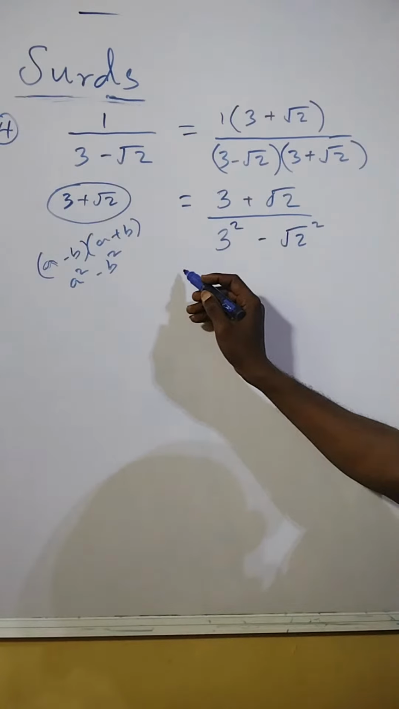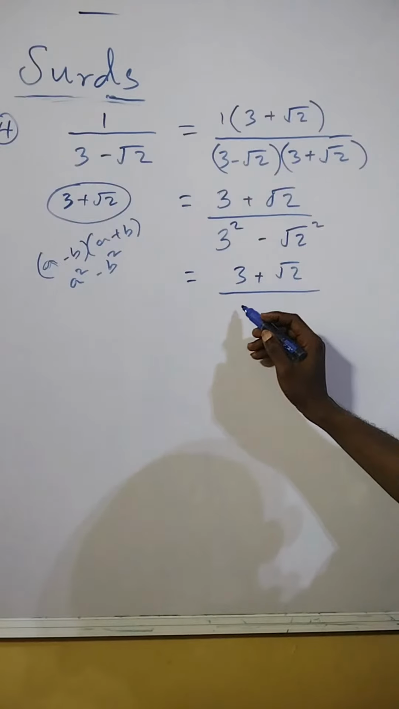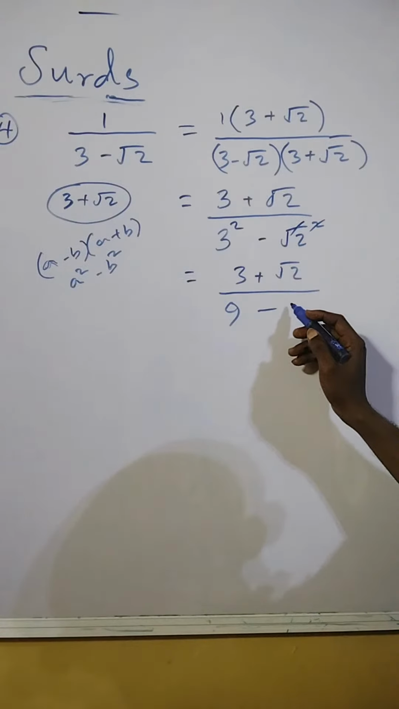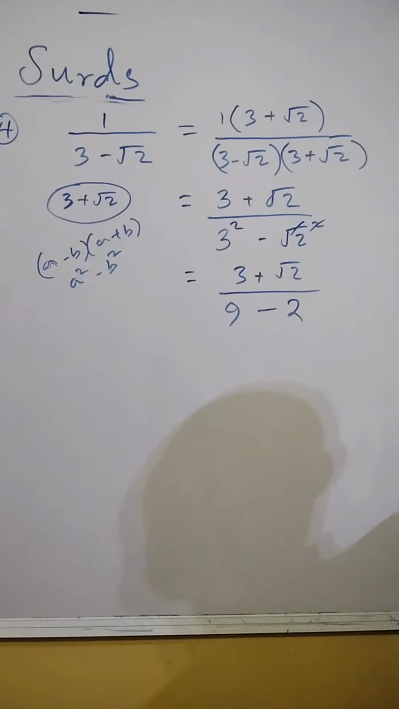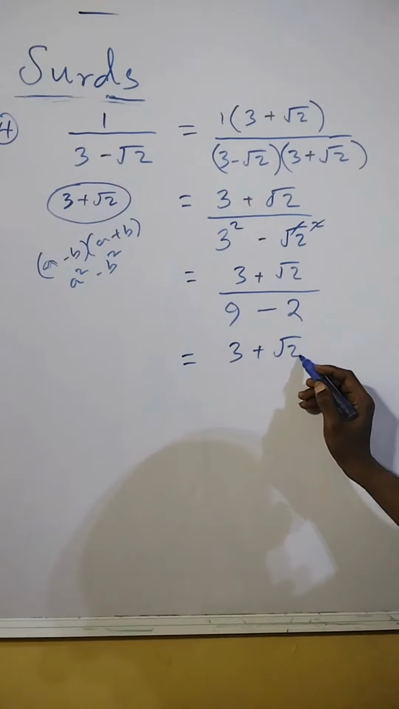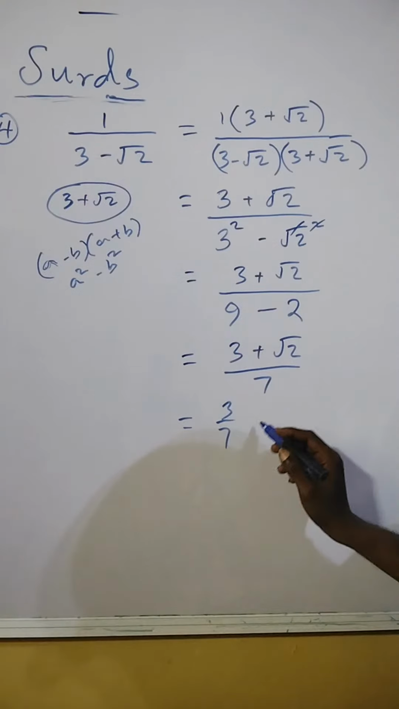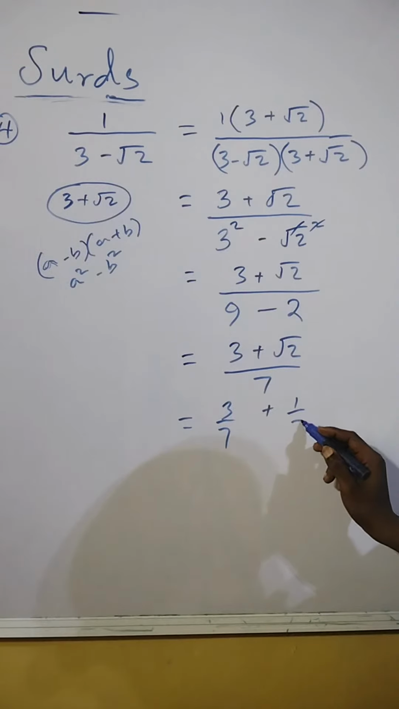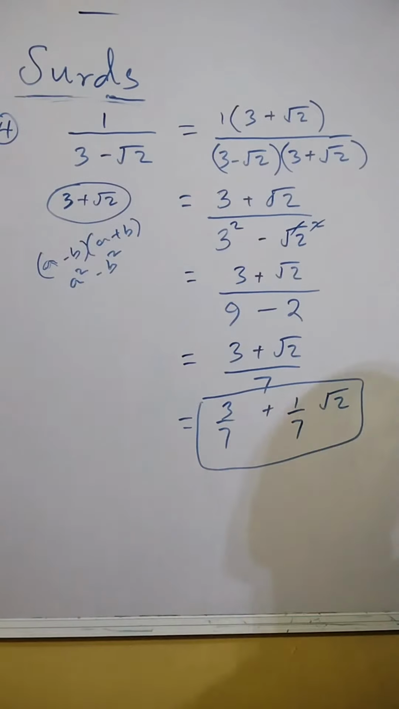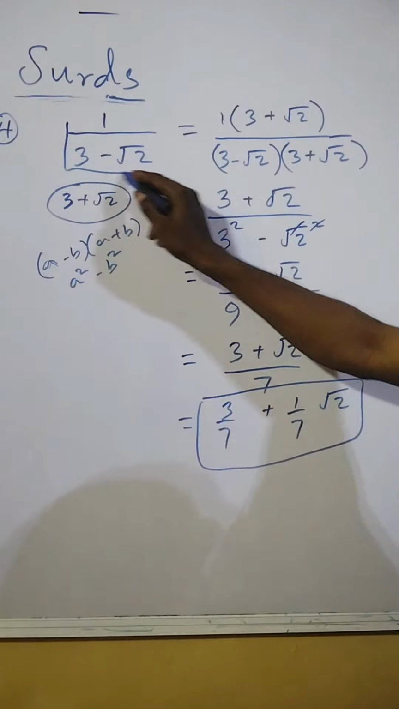Okay, so here we have 3 plus root 2 divided by 3 square, 3 times 3, that's 9. Then minus the square and square root cancel, that's 2. Okay, that is here we have 3 plus root 2 now over 7. If you like, we can separate it as 3 over 7 plus 1 over 7 root 2. So here we have this as a simplified form of this particular surd problem.